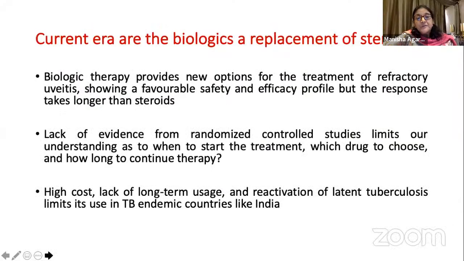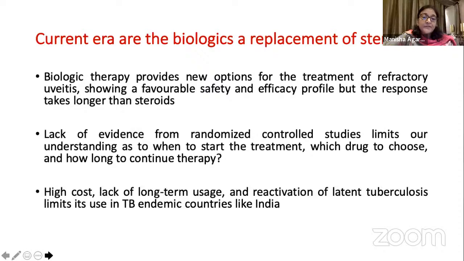In the current era of the biologics, are biologics really a replacement of steroids? Well, biologic therapy does provide a new option for the treatment of refractory uveitis, showing a favorable safety and efficacy profile, but probably the response is not as fast as steroids.